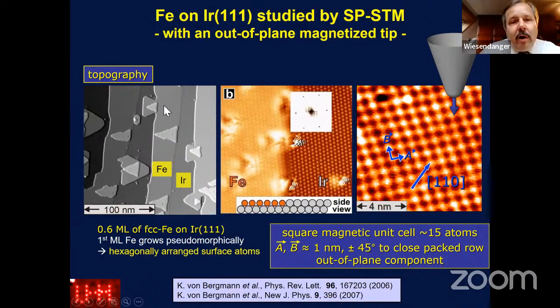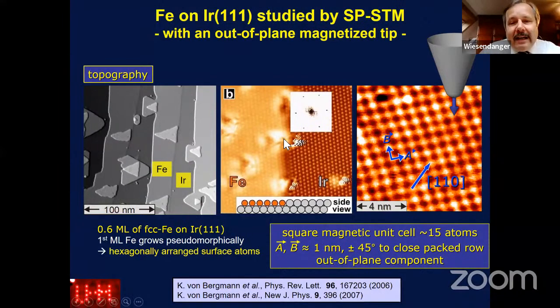And indeed, if we grow iron monolayers here on iridium-111, we still observe some patches of the bare iridium, and we can resolve the atomic lattice with the STM, and we can even resolve the lattice here of the iron layer. It's also hexagonal because the iron grows pseudomorphically. And with the Fourier transform, you can rigorously prove that you have nice hexagonal symmetry here.